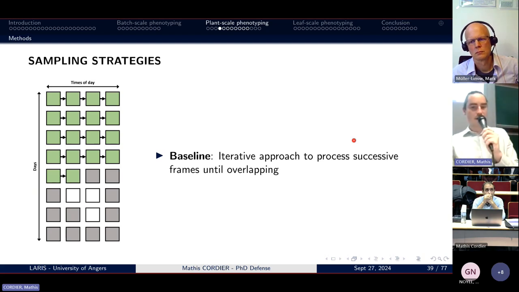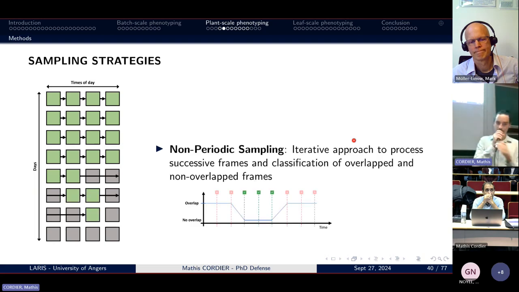And we try to extend this first approach by proposing a non-periodic sampling approach. In this case, it is the same iterative process, and we add the classification of overlapped and non-overlapped frames to be able to detect when we go back to a situation where we don't have overlap between plants and to select this moment in the final sampling.